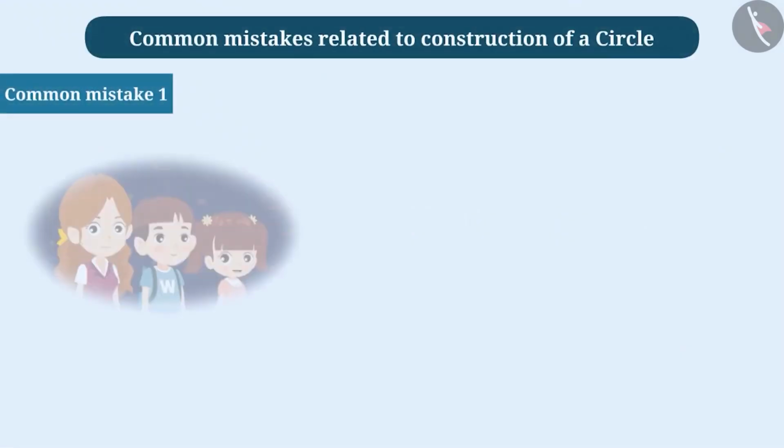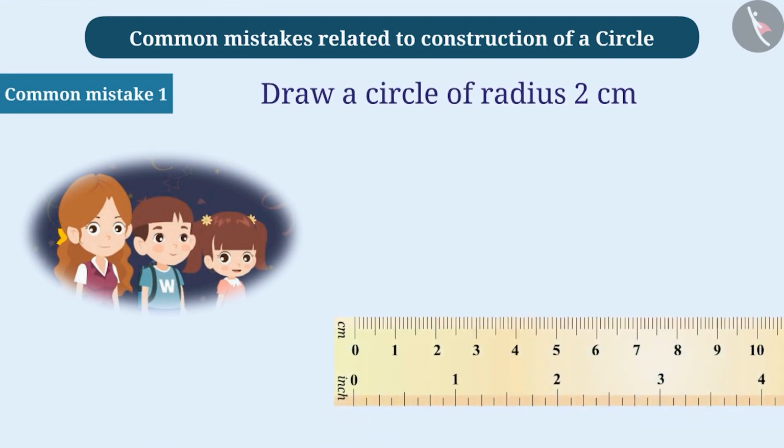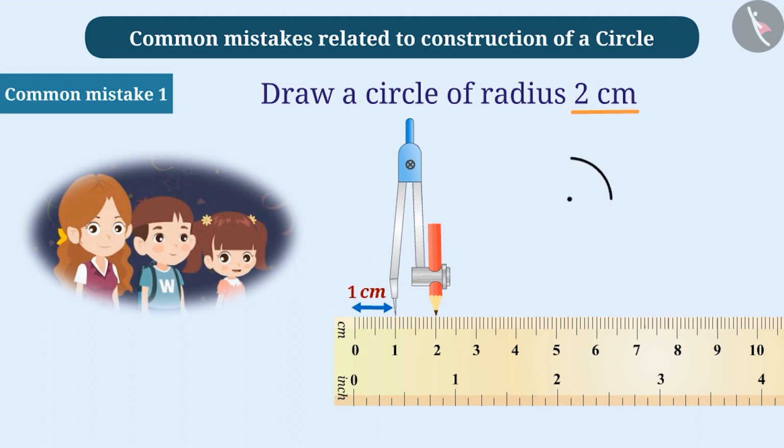Common mistake 1. When students are asked to draw a circle with a radius of 2 centimeters, then to construct a circle, they open the compass for the required radius. But while measuring the radius, instead of placing the pointed end of the compass on the symbol 0, they often place it on symbol 1 of the ruler. With this, the measurement of the radius in the compass is decreased by 1 centimeter. Students construct the circle using this measurement, due to which the circle formed is inaccurate.